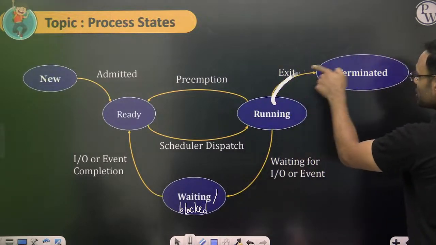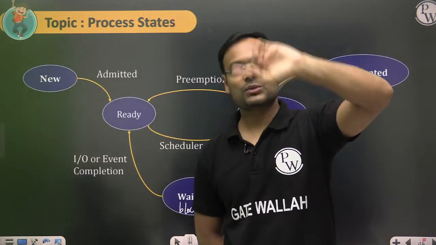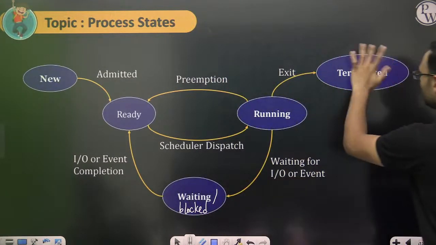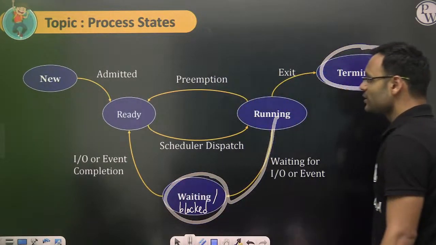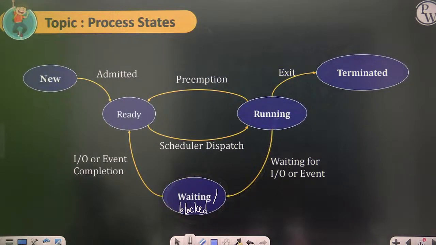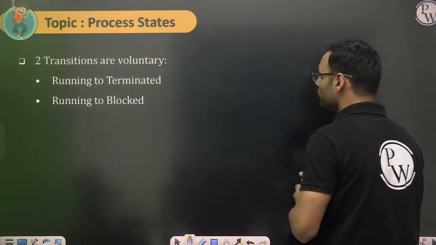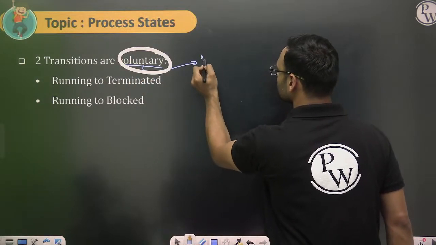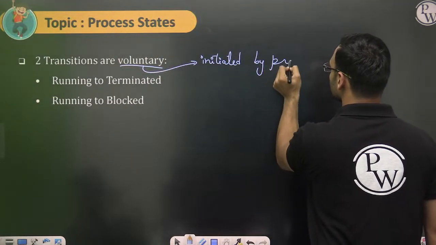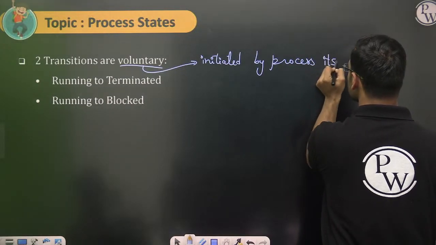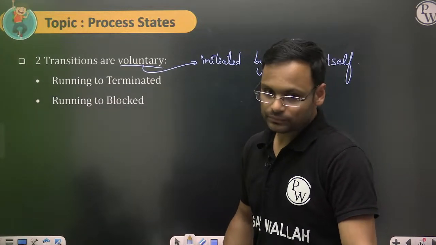That's why these two transitions: running to terminated, the process is done, its own choice, my work is done, I am completing. The process will tell the operating system, terminated, done. And if a process wants to go for an IO operation, this transition is also initiated by the process itself. So these are the two transitions which are voluntary, initiated by the process itself. Remaining transitions are all done by the OS, initiated by OS.